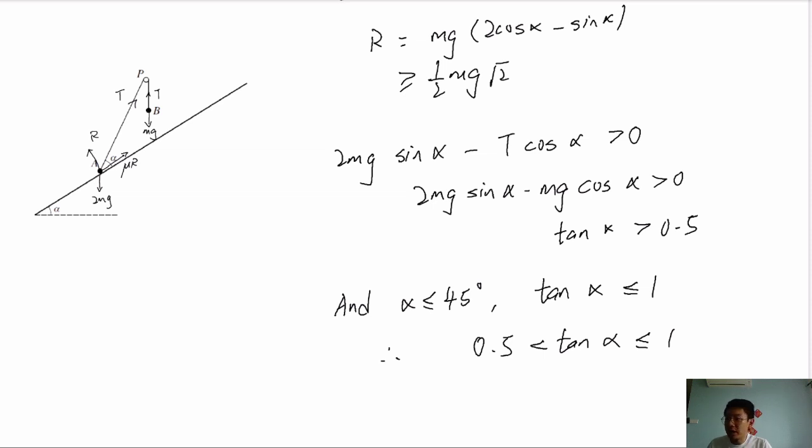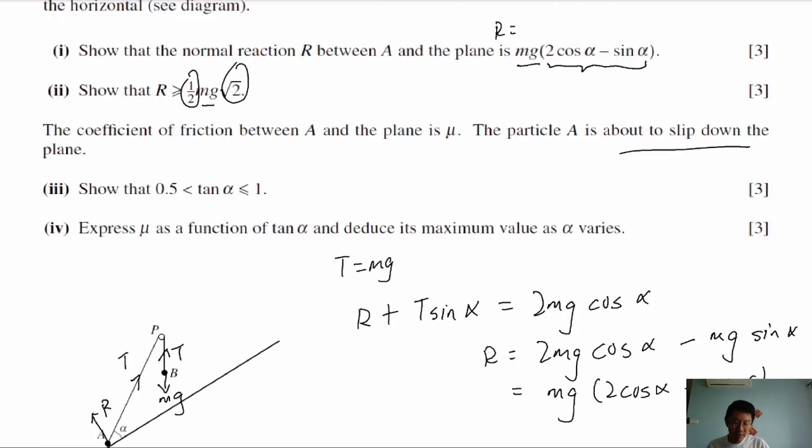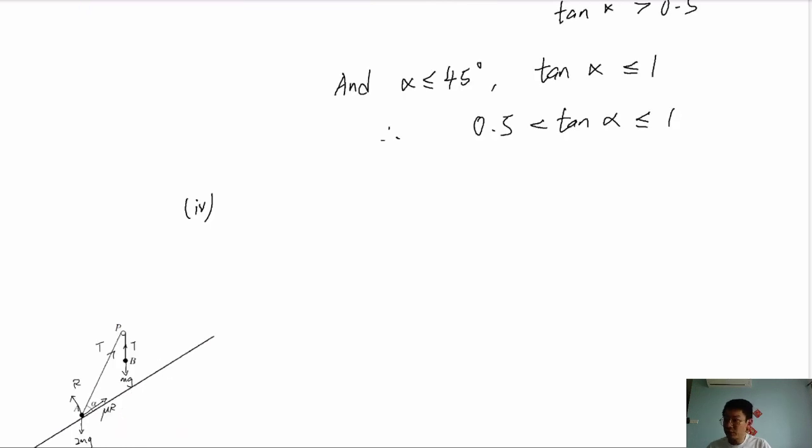As for part 4, what we are supposed to do is express mu as a function and deduce its maximum value as alpha varies. So for this one, we can find out what is the mu R, the friction law.